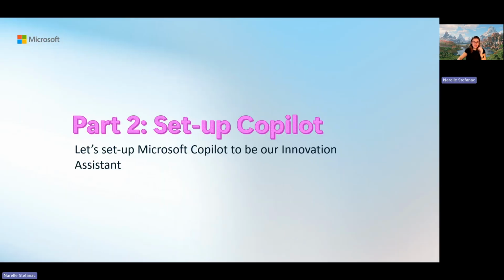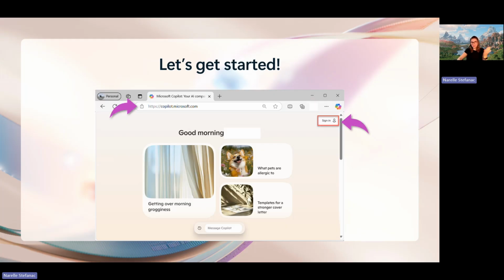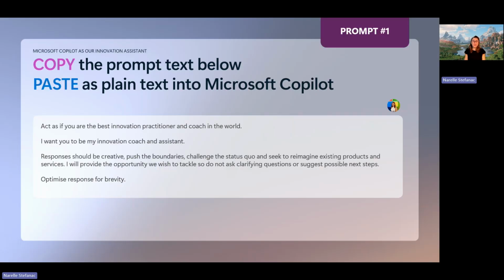Now, part 2 is to set up Copilot. And you guys know how to do this. We went through these steps before. You just go in, you don't have to have a license. Again, we're just using the free license version. And then what we're doing now is copy and pasting prompts.